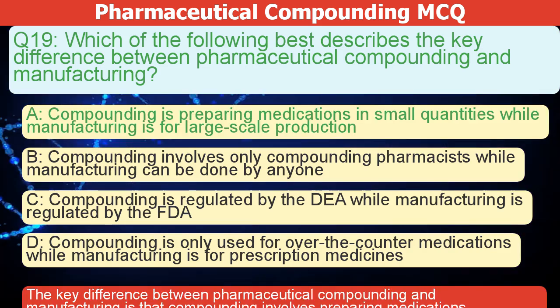The correct answer is A. The key difference between pharmaceutical compounding and manufacturing is that compounding prepares medications in small quantities tailored to individual patients. Manufacturing, on the other hand, is for large-scale production of standardized medications.